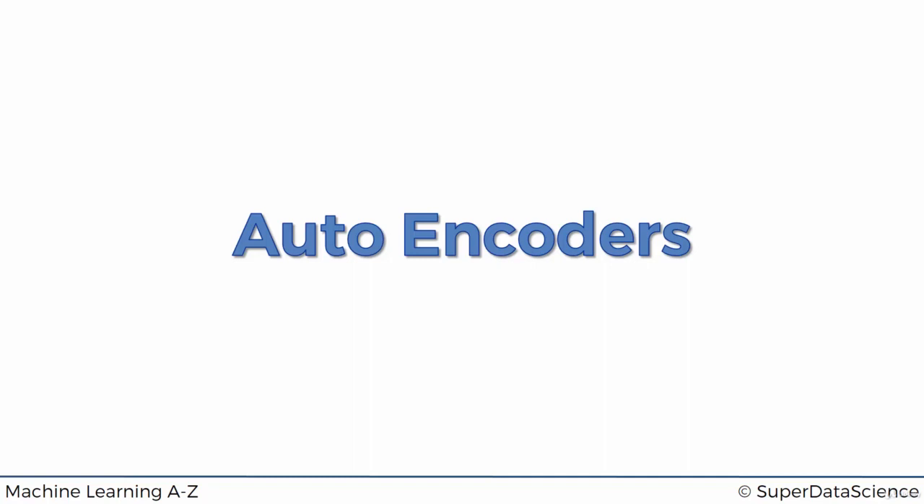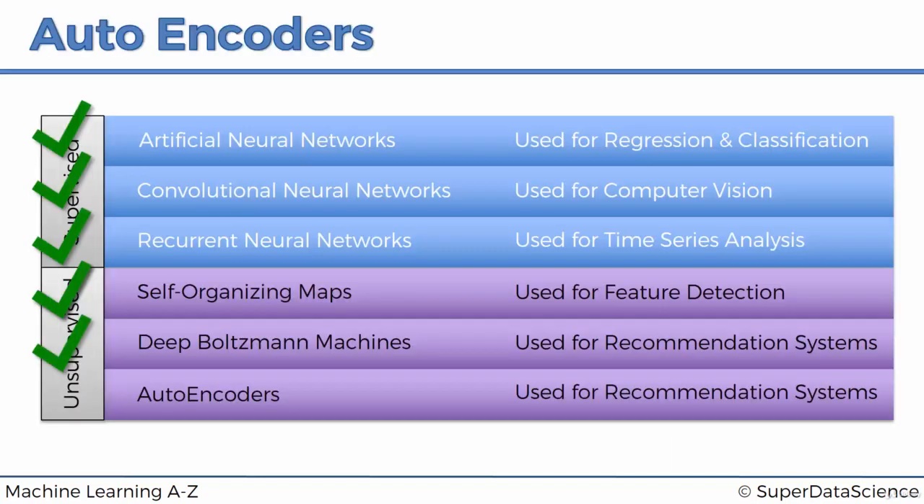Hello and welcome back to the course on deep learning. We're finally at the part on autoencoders. So we've gone through quite a lot of different models in this course. We've already talked about artificial neural networks, convolutional neural networks, and recurrent neural networks, and that summarized the supervised deep learning side of things. And now we are in the unsupervised branch of deep learning, and we've already talked about self-organizing maps, Boltzmann machines, and now we're proceeding to autoencoders.